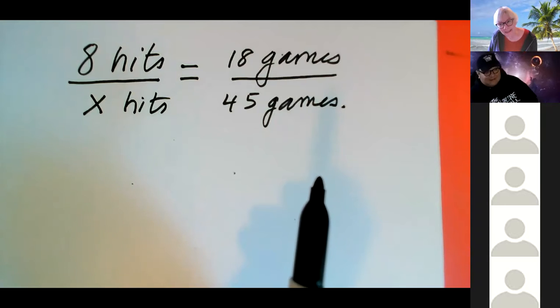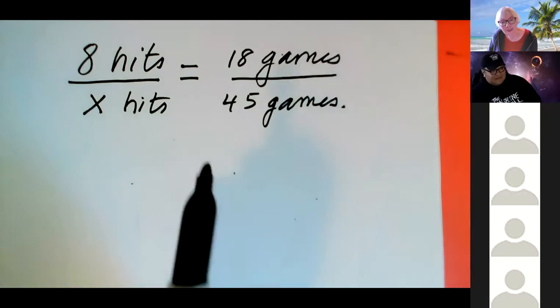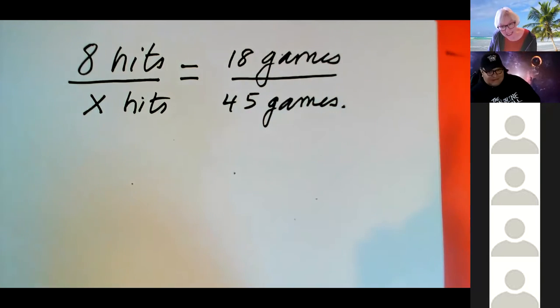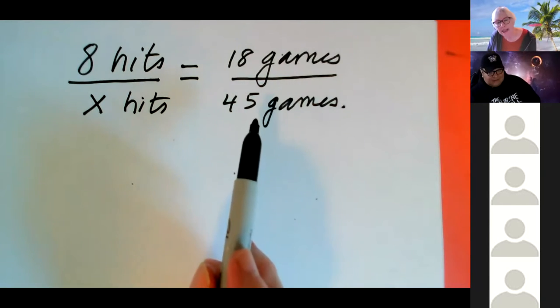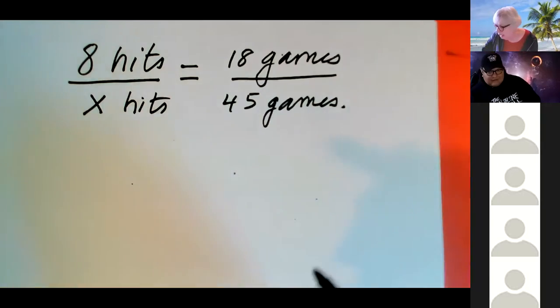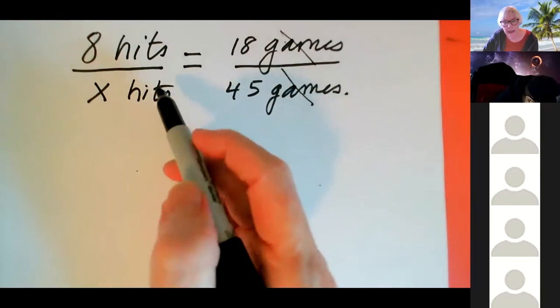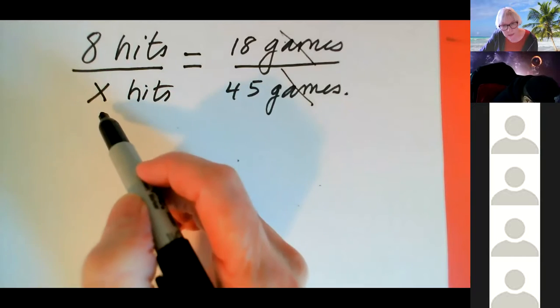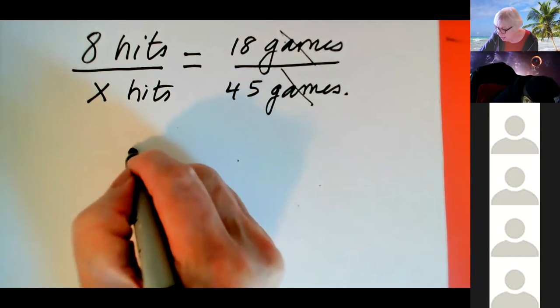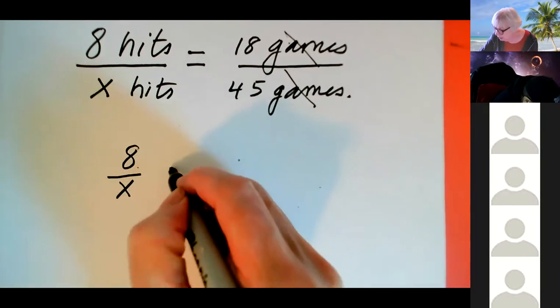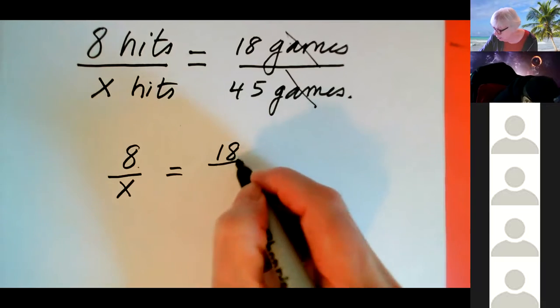You know what I'm saying? You have to have the correct problem to begin with. And so we had an English problem that had to be translated into math. Now this is ready to fly. And so I'm going to take the words out of that. The X will be in hits. So it's 8 to X equals 18 to 45.